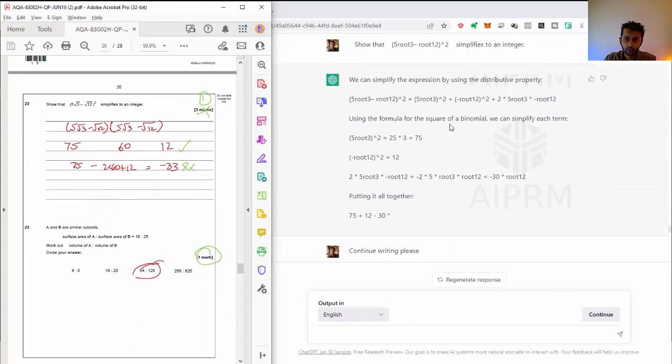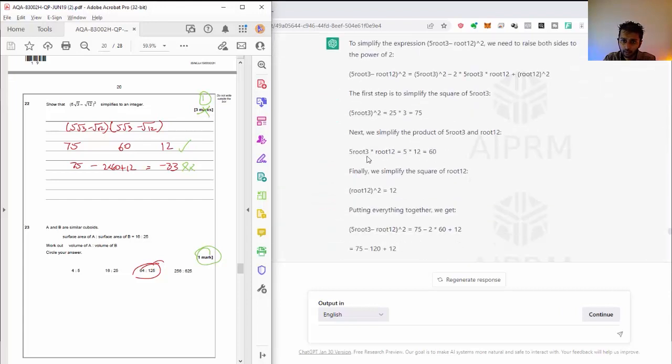Question 22, show that (5 root 3 minus root 12) squared simplifies to an integer. And it started doing it correctly, so it was multiplying it out. So 5 root 3 squared is 75, which is good. Root 12 squared is 12, which is there. And we had a root 60, sorry, I'll do it again here. 5 root 3 times root 12 is 5 times 12, which is 60. So I had the 3 numbers here. For any one of those 3 numbers, we would get a mark.